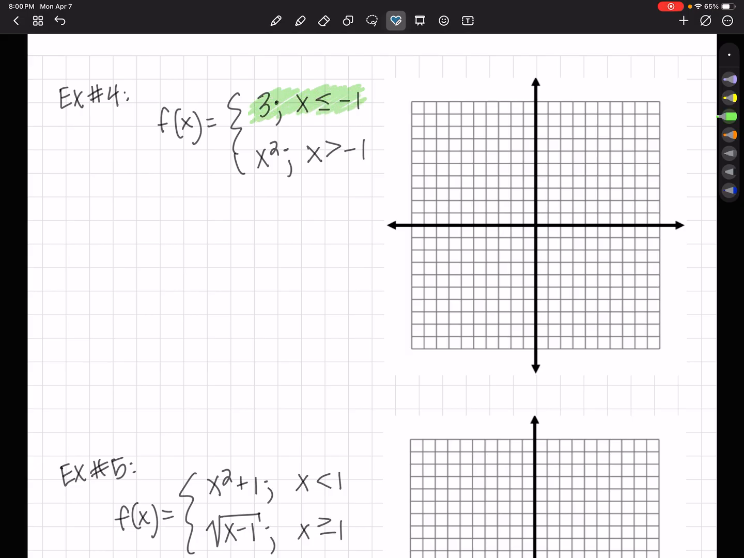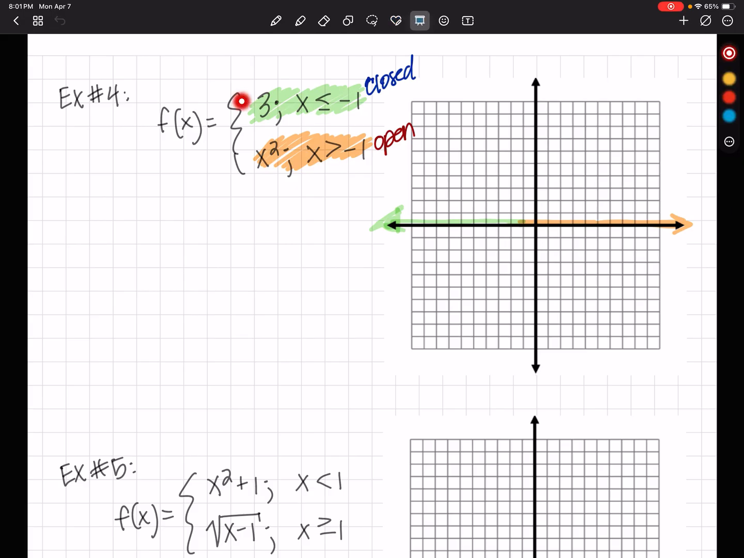When x is less than or equal to negative 1, those will be my inputs. And when x is greater than negative 1, we'll highlight that part of the x-axis. When x is less than or equal to negative 1, we'll have a closed circle. And when x is greater than negative 1, we will have an open circle.